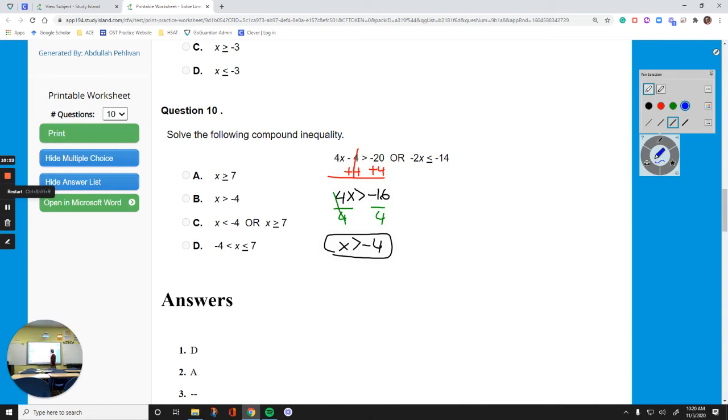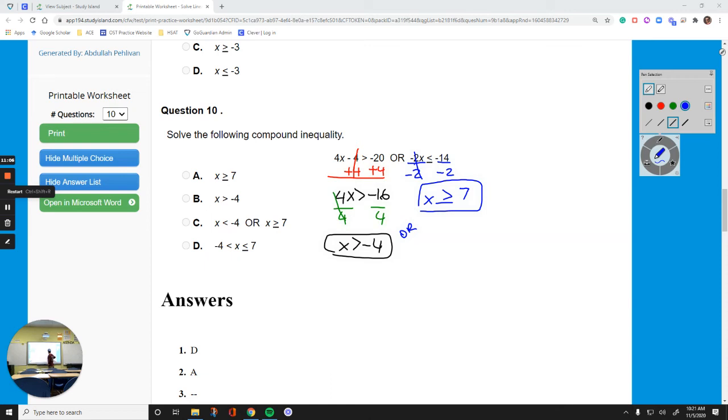And there's the second one here. Negative 2x is less than or equal to negative 14. It's just one step. To get the x by itself, you've got to get rid of the negative 2 times. You need to divide by negative 2. Right here, x is less than or equal to, oh, remember what we do when we divide by a negative? I was about to forget it. When we divide by a negative, we flip the sign. Dividing the two negatives gives me a positive 7. So, if x is greater than negative 4 or greater than 7, that would be my answer.